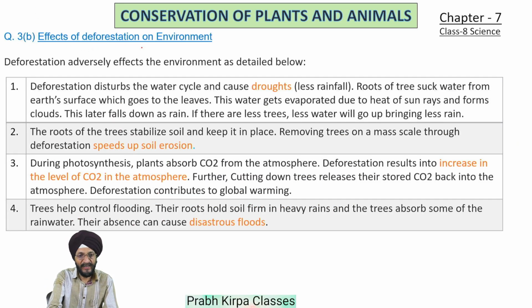Question 3b: effects of deforestation on environment. Deforestation adversely affects the environment as per detail given below. Deforestation disturbs the water cycle and causes droughts, that is, less rainfall. Roots of trees suck water from the earth's surface which goes to the leaves. This water gets evaporated due to heat of the sun and forms clouds. This later falls down on earth as rain.